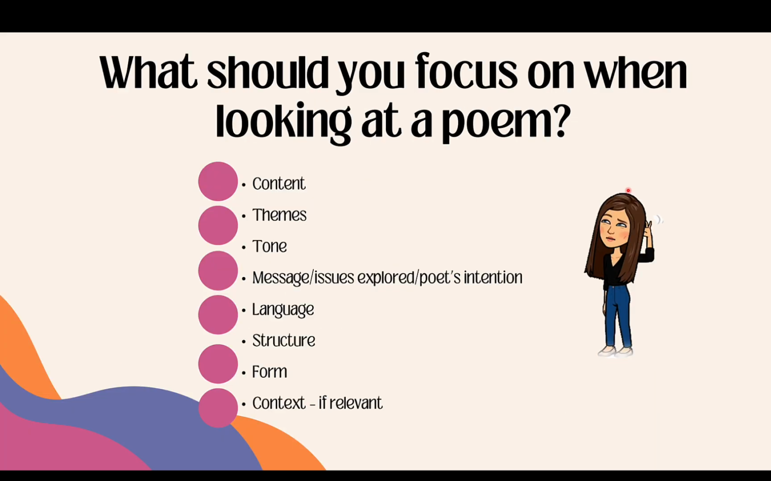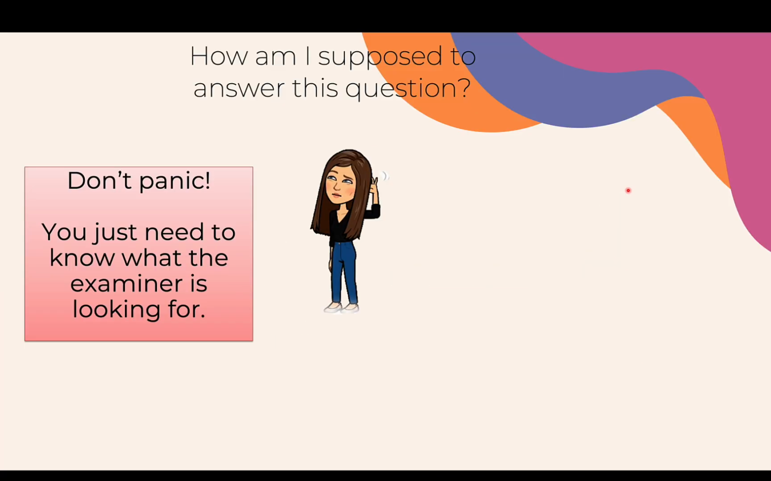So what should you focus on when you're looking at a poem? Now all of these you will cover in your lessons. Your teacher will cover these when teaching you the anthology. But just a reminder, for when you go into your exam, you will be faced with a poem that you do know, but you must remember that you're being expected to comment on a range of different features. So you should be thinking about the content, what the poem is about, the themes, the tone, the message, the big ideas or the issues that are explored by the poet's intention. Think about language, structure and form. You should be talking about all three of those. They should make their way into your answer. And context, but only if it's relevant.